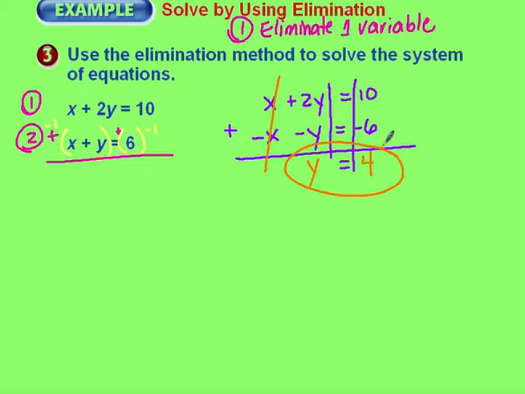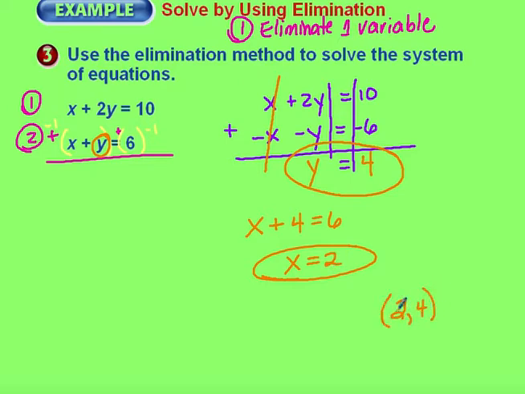Now, like I said before, once I've eliminated one variable and solved, I'm going to have to use substitution. I'm going to substitute that y equals 4 back into either equation. It doesn't matter. Since the second one looks easier, I'm going to go ahead and plug that in there. So I'm going to replace this y with 4, and I'm going to solve for x. That's going to give me x is equal to 2. Nice and simple. So that would make my solution set be (2, 4).